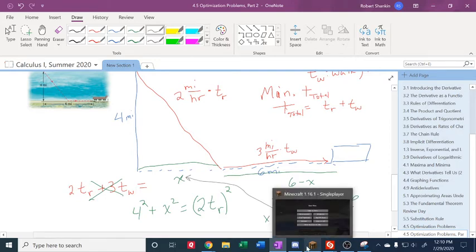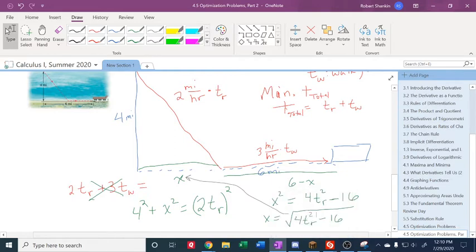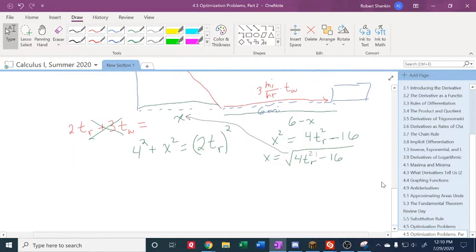Okay, then here is my constraint equation, something that must be true. X plus 6 minus x equals 6. But the x we just found out was this.